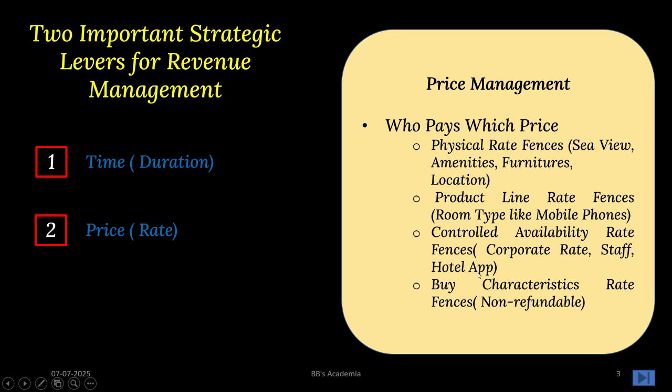Hotel app: if someone is using the hotel app for booking the room, they'll also get a kind of discount. So their rate will also be different. You got my point? Similarly, by characteristics rate fences, non-refundable.